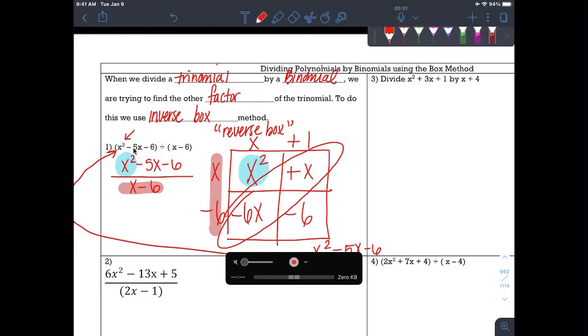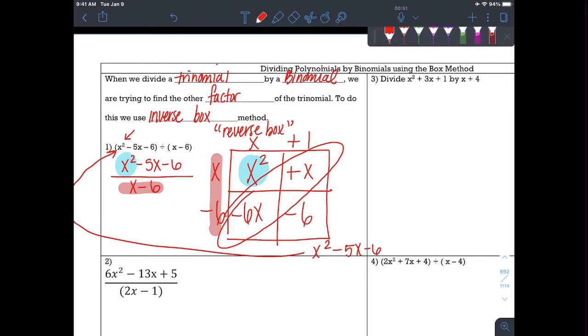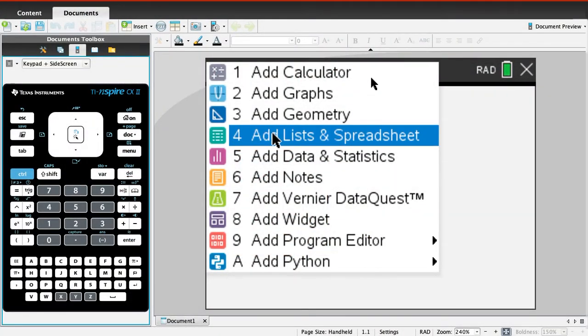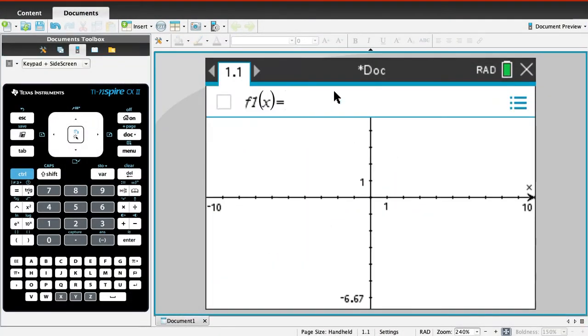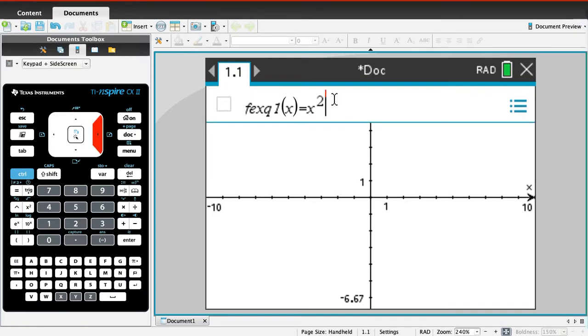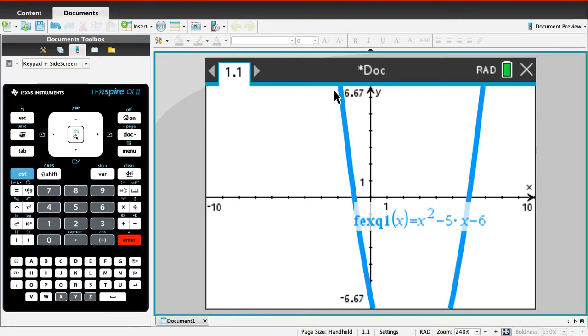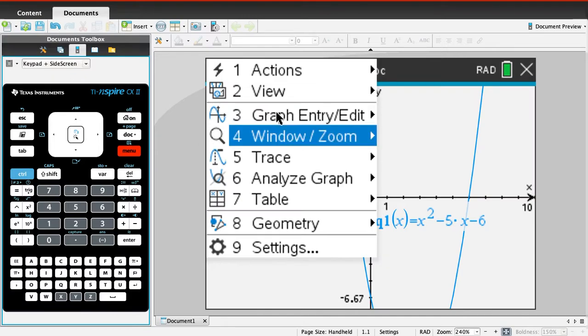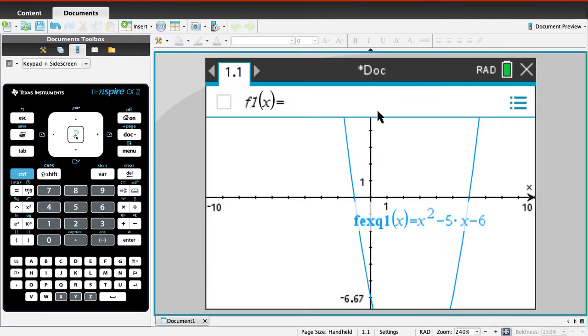Of course, just like many other things in algebra, we can do that utilizing our calculator. I'll go ahead and add a graph. I'll say that this is example number 1, the question. So this will be x to the power of 2 minus 5x minus 6. We're going to graph it. Our other graph should look exactly like this. Let's add another graph, and I'm going to call this my example 1 answer.